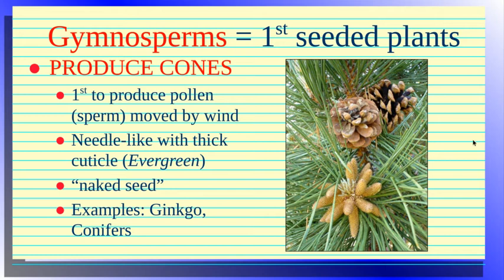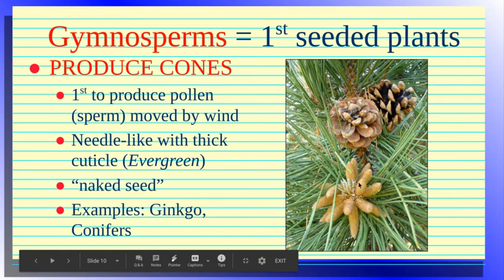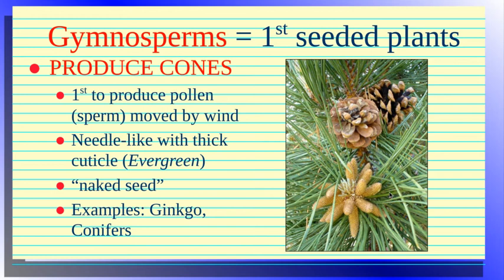Now, pine trees can have both. Plants tend to have both genders in them. They have pollen producing and pollen accepting parts. So they're the first to produce pollen or sperm, which is moved by the wind. So this pine cone right here, you can see that it's studded and it's yellow. When the wind picks up, it's going to carry the spores, the pollen, off of that.